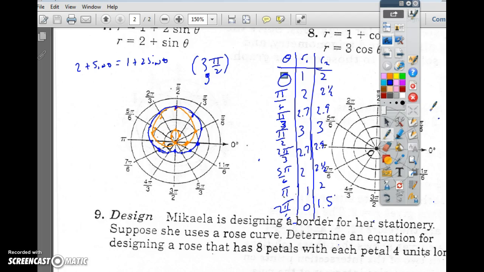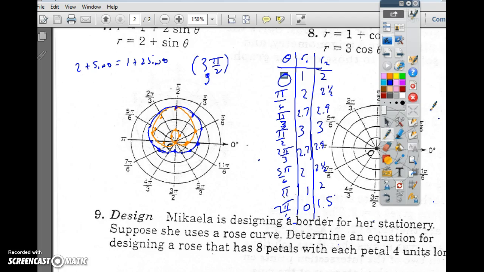Yes, ma'am? Why is it 3, pi over 2 and algebra is negative 1 and 3? That's not the same. The point is 3 from the center, and pi over 2 is my angle. Remember, they asked to do the radius first. There is a comma. I even made it bigger because people struggled with the comma. Make sense? Good.